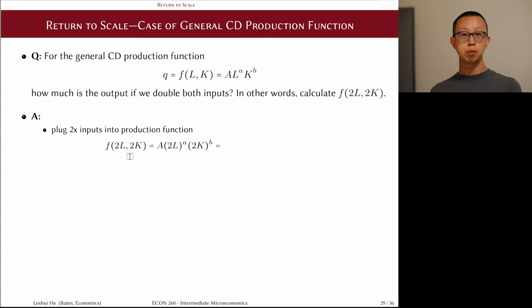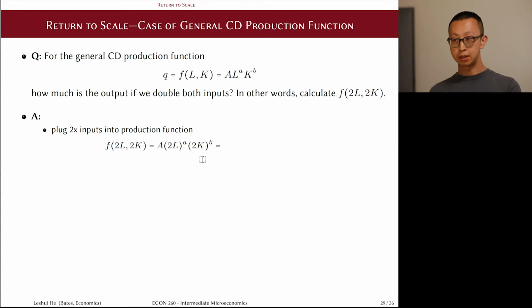If we double the inputs from whatever level they started with, L and K, to twice as much, which is 2L and 2K, then the inputs just become 2L and 2K. In other words, we're just changing the value we feed into each one of these slots for L and K to 2L and 2K. And that's exactly this function we have here.